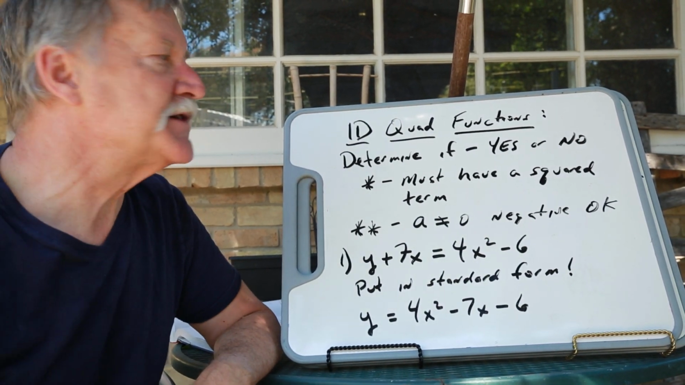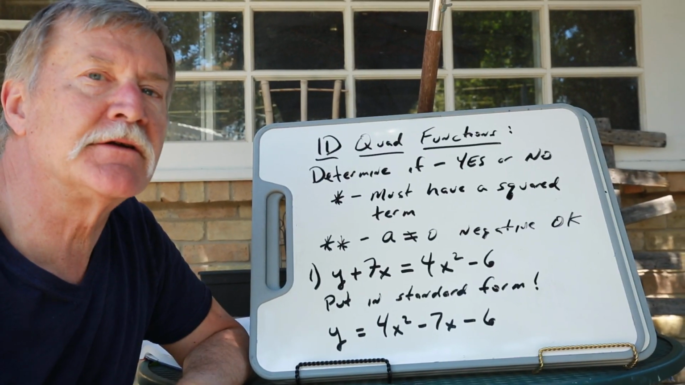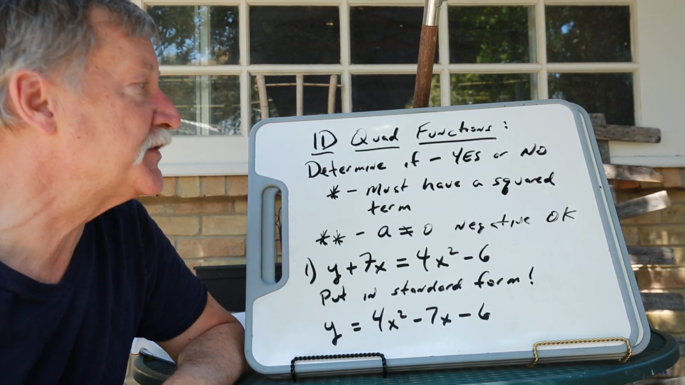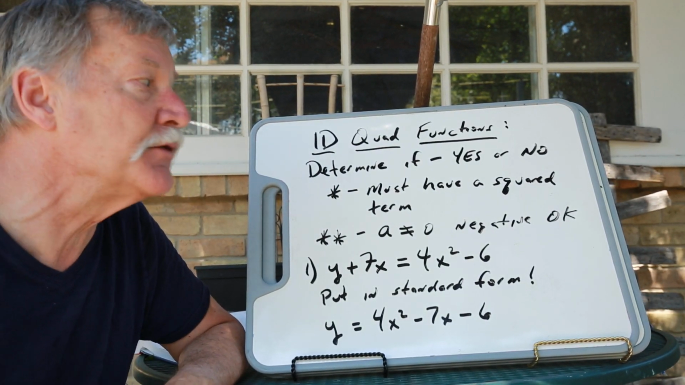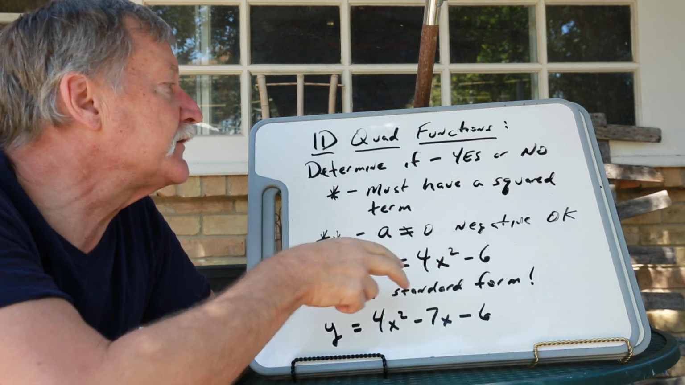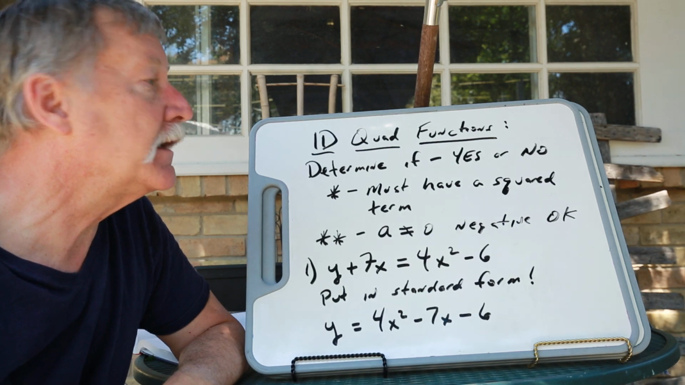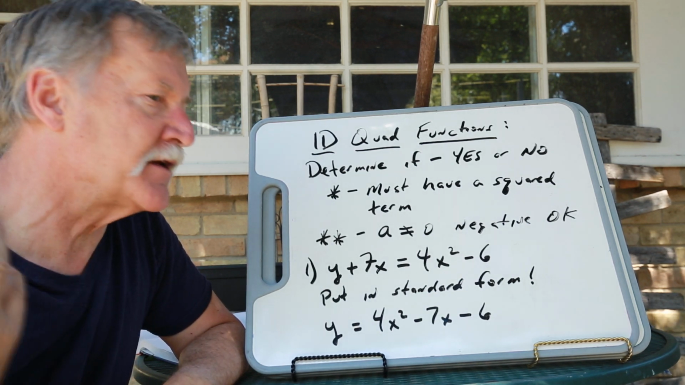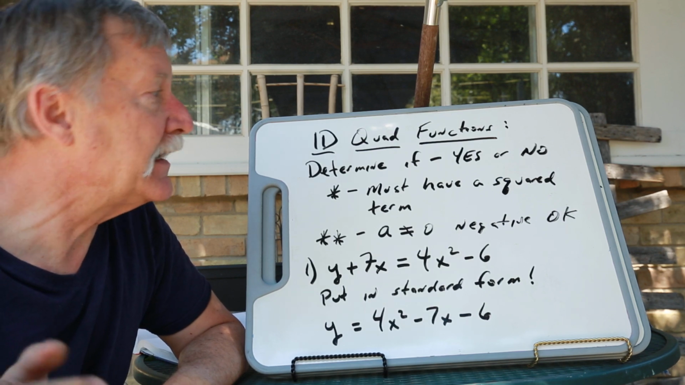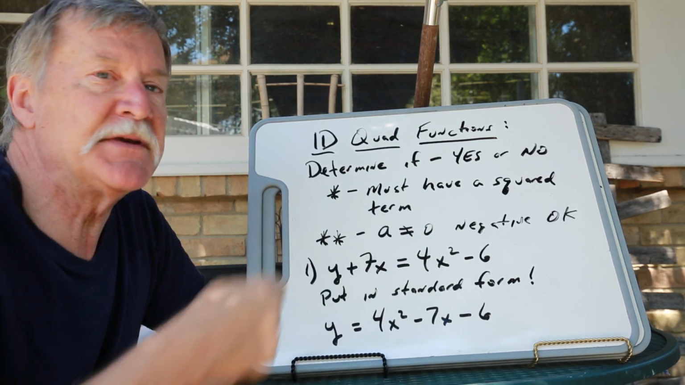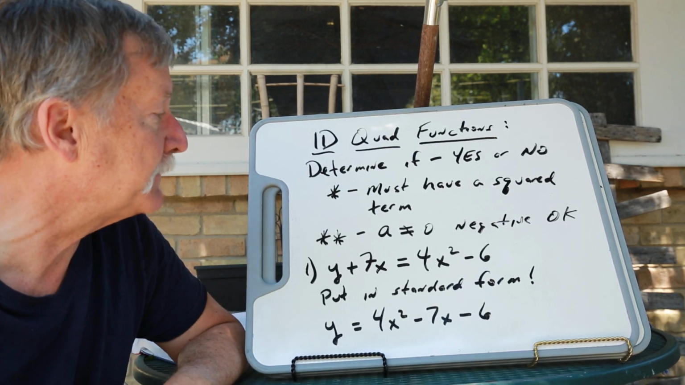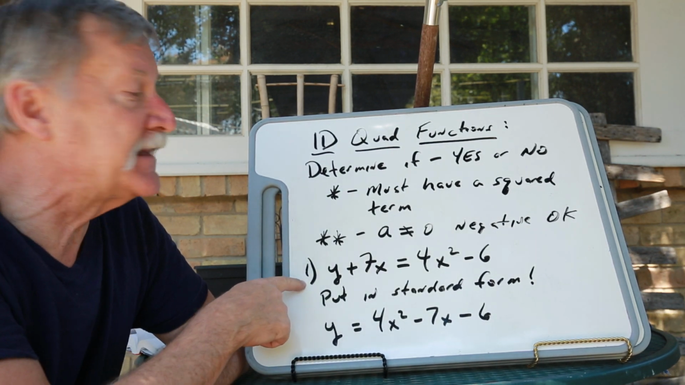First task in this lesson is to identify whether or not you're looking at a quadratic function. In other words, you're to determine yes or no, this is a quadratic function or not. Remember that to be a quadratic function, it must have a squared term. Right? Not a term to the third power, not a term to the fourth power, but only a squared term. And also remember that a cannot be 0 because that would eliminate the squared term and you wouldn't have a quadratic function then.